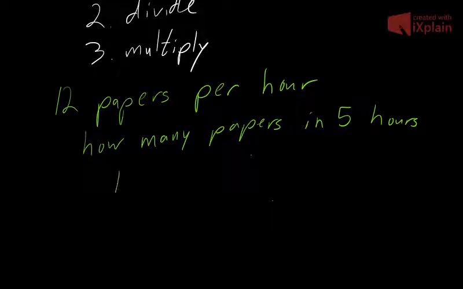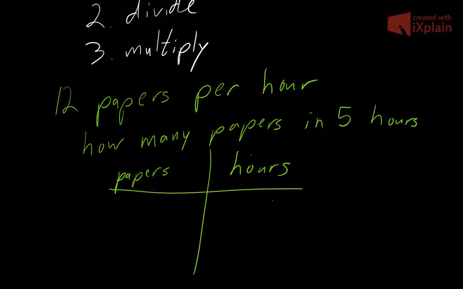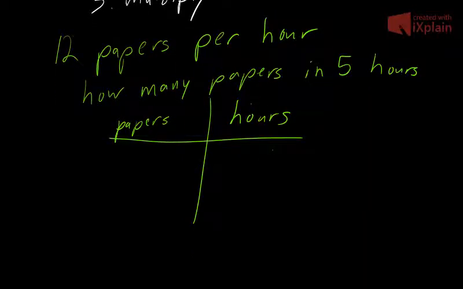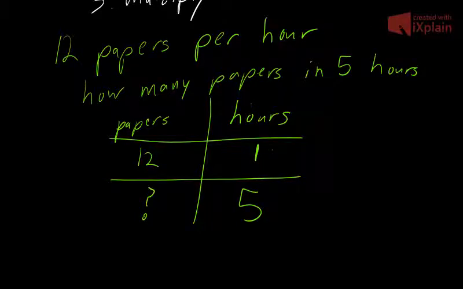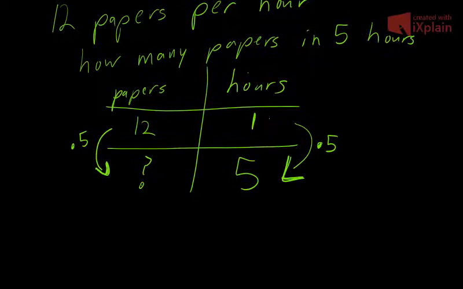I know the two things I'm talking about are papers and hours, and I'm making a box. So I know that he can do 12 papers in 1 hour. That's what it said we're starting with. So the question is, how many papers can he deliver in 5 hours? Well, I need to put 5, and I'm wondering how many papers. So I need to first figure out what I did to the 1 to get to 5. To do that I divide 5 by 1, that's 5. So I multiplied by 5 here. After I do that, I'm going to do the same thing on this side, multiply by 5, and I would end up getting 12 times 5 is 60 papers.